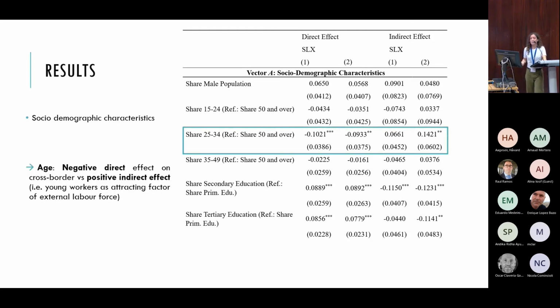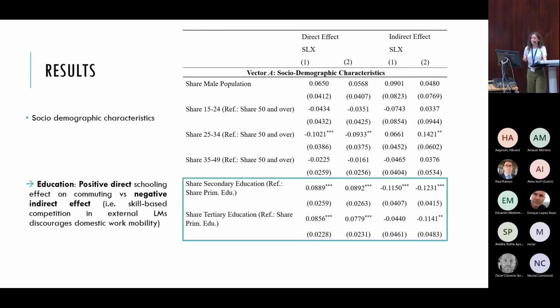And what is interesting to see is a first result with respect to age. So we match with the part of the literature that says that elderly workers do usually commute more, as they are our reference group with respect to younger workers. On the other hand, if we look at the two columns at the indirect effect, we see a positive coefficient, which means that somehow younger workers, or at least a characterization of the external labor composition of young workers, still attracts the domestic labor force.